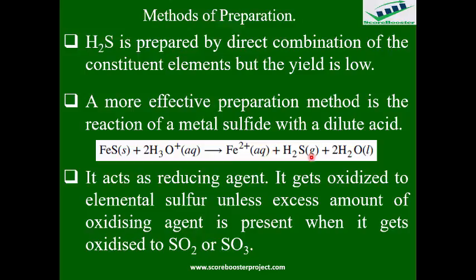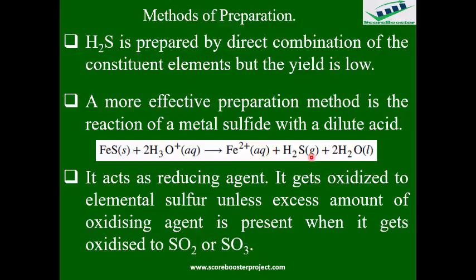So one of the usefulness is that it acts as a reducing agent. In the laboratory, it is a reducing agent. So a reducing agent gets oxidized to elemental sulfur when doing the reaction. When you have an oxidizing agent and reducing agent, you use hydrogen sulfide as a reducing agent. Then it reacts with an oxidizing agent, takes the oxygen away from it. Then the oxygen will combine with the sulfur to form oxide of sulfur.